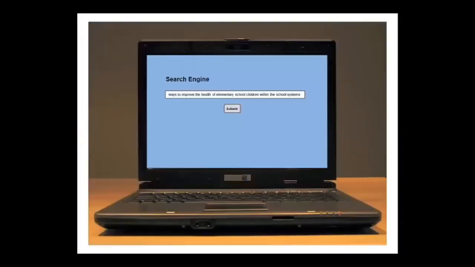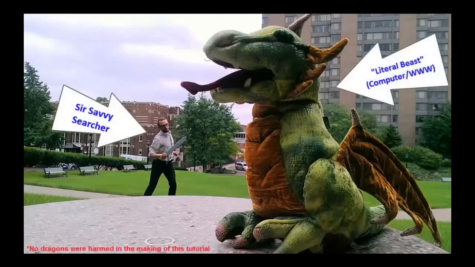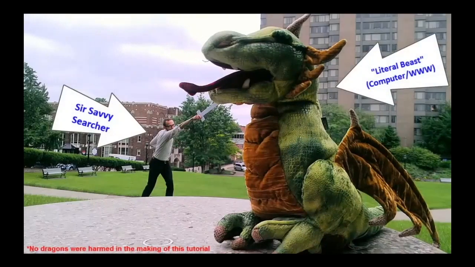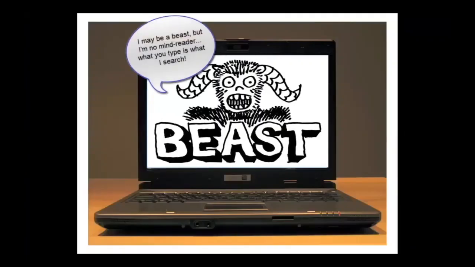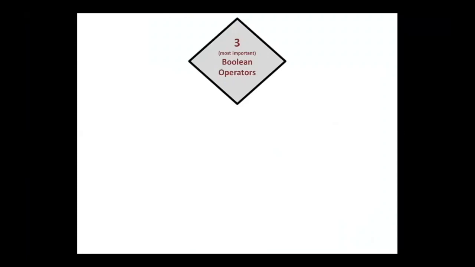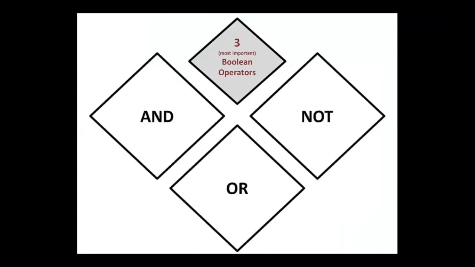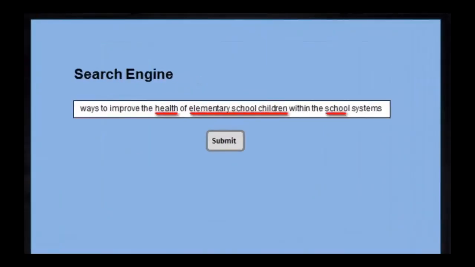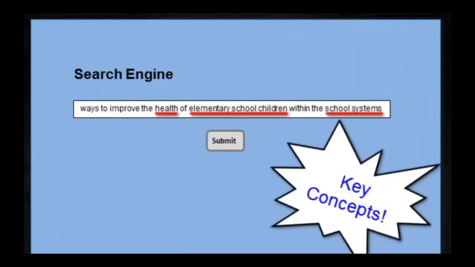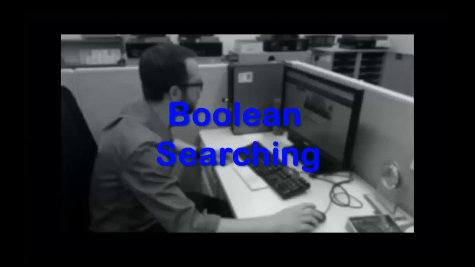Computers and the web have made research much more efficient, yet the computer is still considered a literal beast. The computer finds only what you type into it, regardless if that is what you're looking for. So while you can break up your search using the three main Boolean operators, and, or, and not, they are only as helpful as the key concepts that you use to begin with. For a refresher on how these operators can be used in a search, click the link provided.